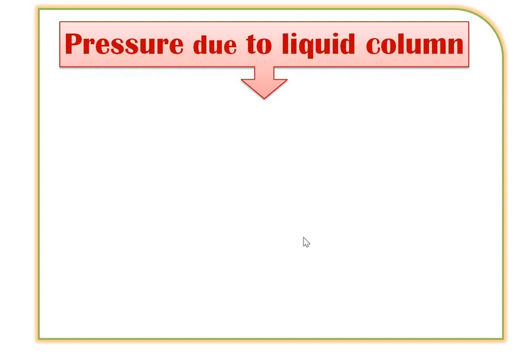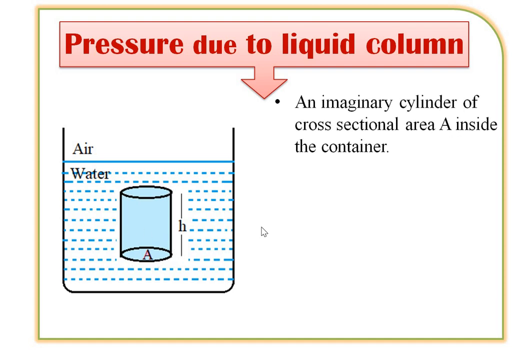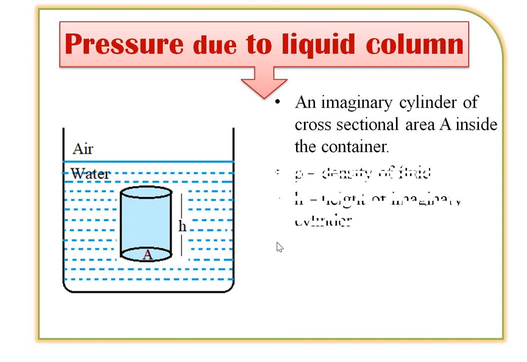First point of today's lecture is the pressure due to liquid column. Let's see the figure. In this figure, a vessel is filled with a liquid and an imaginary cylinder is inside the container having the height h and base area capital A. So we calculate the pressure exerted by this imaginary cylinder inside the container. Here, rho is the density of the fluid, and h is the height of the imaginary cylinder.